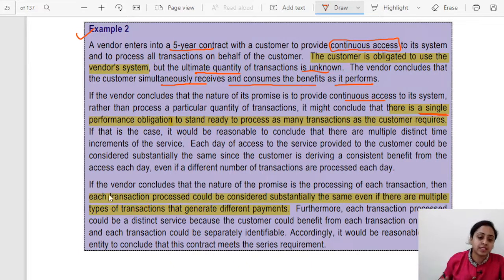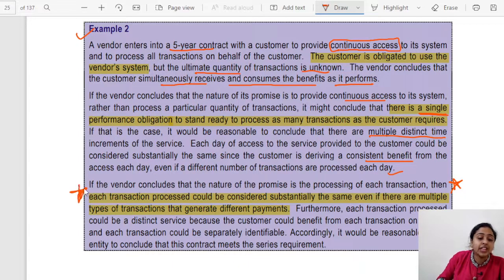If that is the case, it would be reasonable to conclude that there are multiple distinct time increments of the services. Each day of access to the service provided to the customer could be considered substantially the same, since the customer is deriving a consistent benefit from each day's access, even if a different number of transactions are processed each day. If the vendor concludes that the nature of the promise is the processing of each transaction, then each transaction processed could be considered substantially the same, even if there are multiple types of transactions. Very important line.